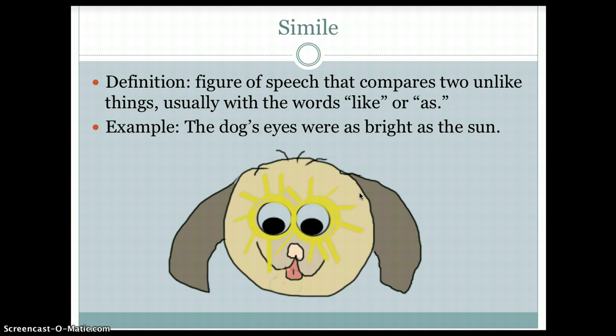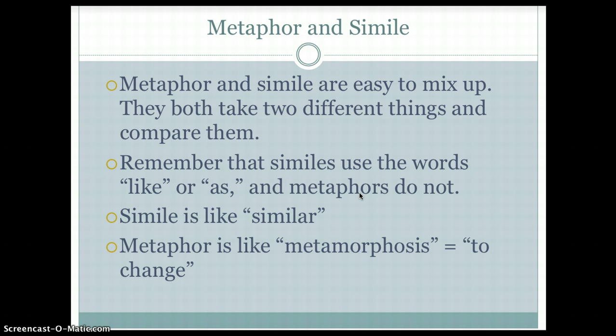The dog's eyes were as bright as the sun. You have the eyes, you have the sun. Those two things are being compared. You'll notice that it's not that the dog's eyes are the sun. He's not becoming the sun. They are just similar to. It's a very superficial comparison where metaphor really goes deeper into it. They're easy to mix up. You can remember that similes do like or as, metaphors do not. Simile is similar, metaphor like metamorphosis.